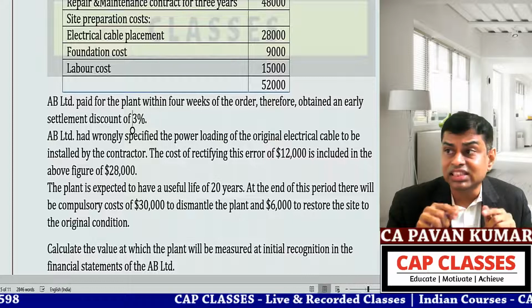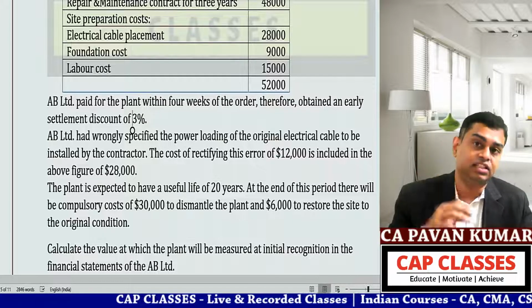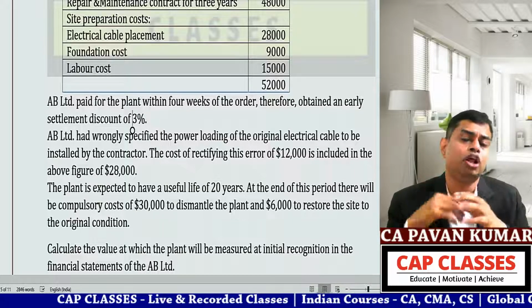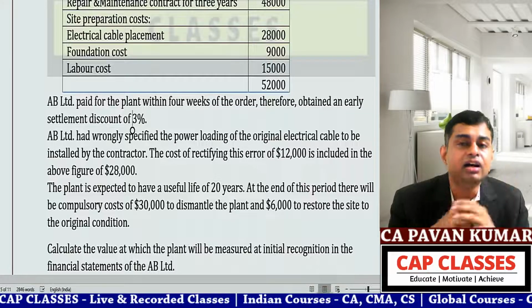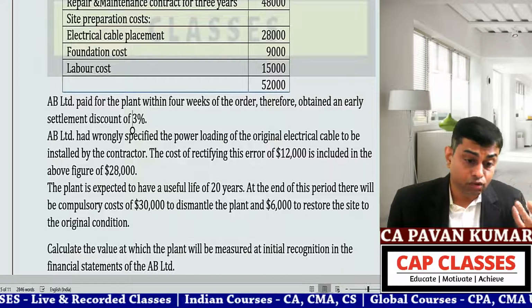Okay, you understand? This is a problem on initial recognition, on the date of purchase. On subsequent measurement, we'll have cost model and revaluation model problems. That we'll see later. So this is a problem on initial recognition. So that's all for today. Any doubts you have, please ask me.